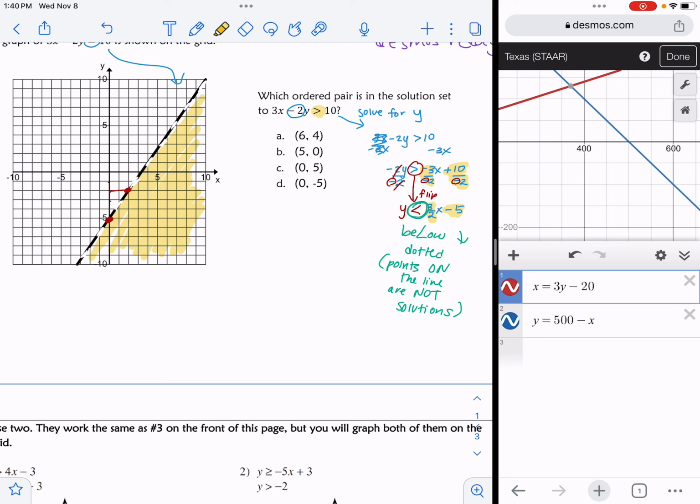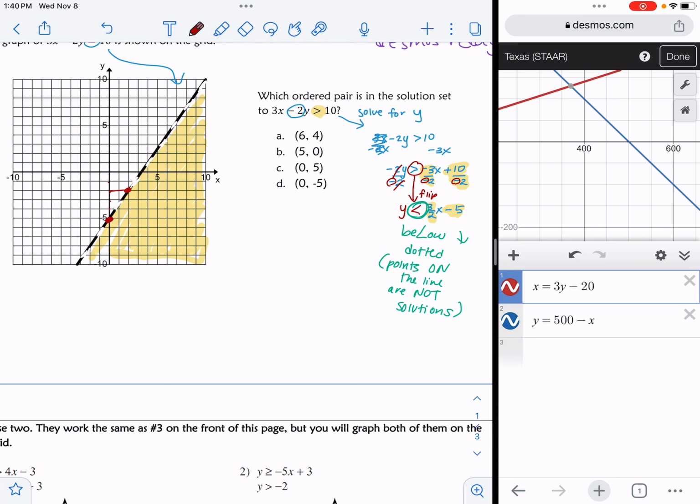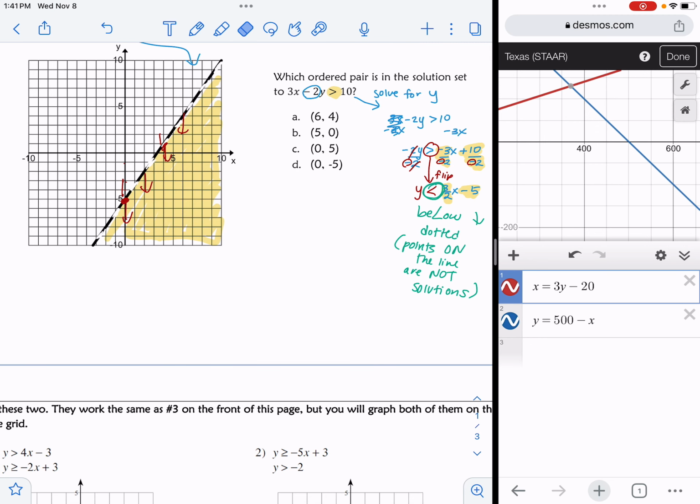Okay, and so to remind me which direction is below the line, I like to draw arrows pointing down from each point. Okay, so pointing down, pointing down, pointing down, whereas greater than would all be pointing up to this other region. And so that tells us which region to shade. That's why I shaded down here.